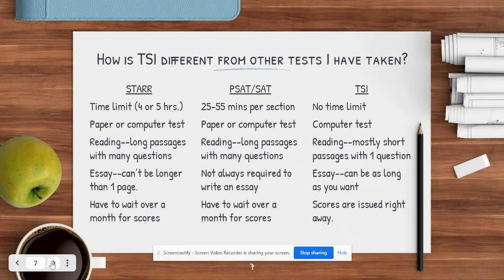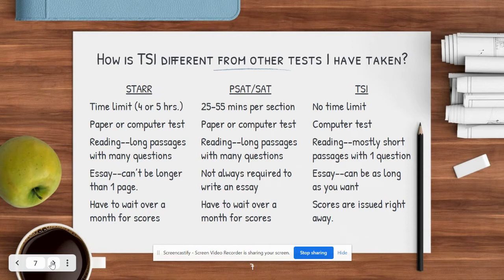All right, I like to put this chart up because it does tell how it's different from tests that you may be more familiar with or the students may be more familiar with. So as you look across the line, it talks about the differences.